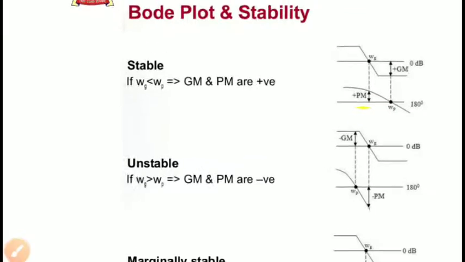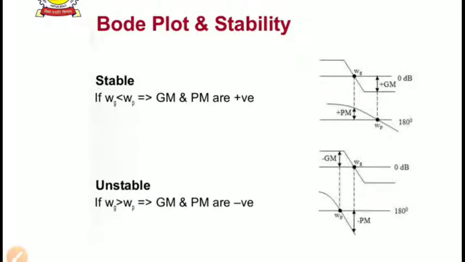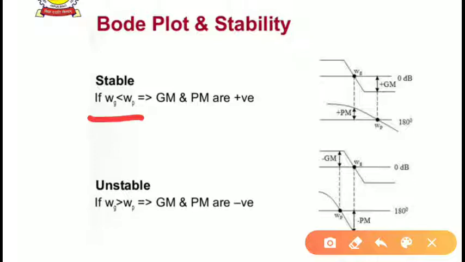Now we have a stability analysis based on gain margin and phase margin, and we will discuss it clearly in the figure. The first case is if omega z is less than omega p, that is, gain crossover frequency is less than phase crossover frequency. Here is a magnitude plot and this one is the phase plot. The omega z is the gain crossover frequency. When the magnitude plot intersects the 0 dB line, that frequency is the gain crossover frequency.